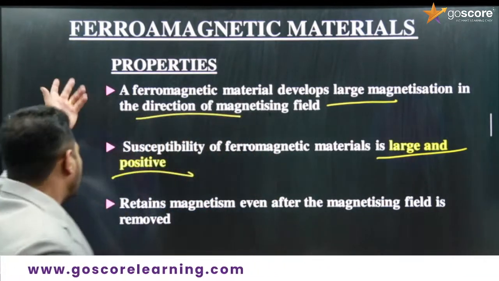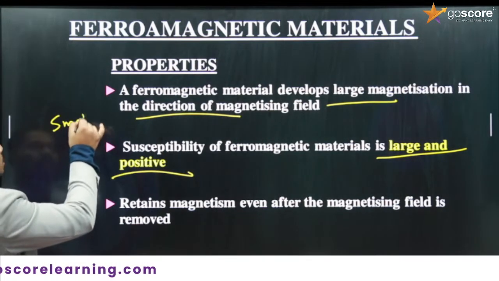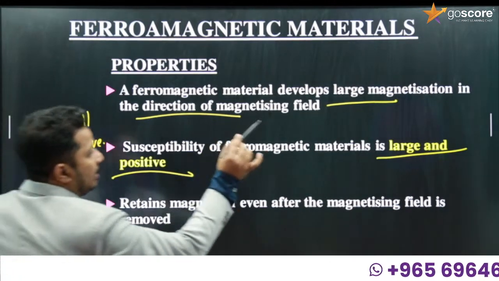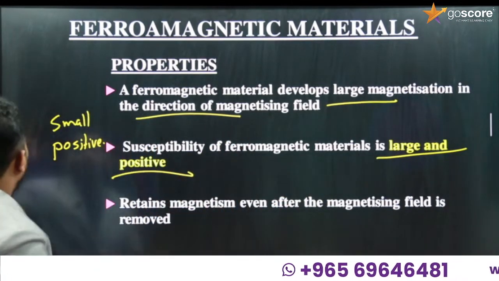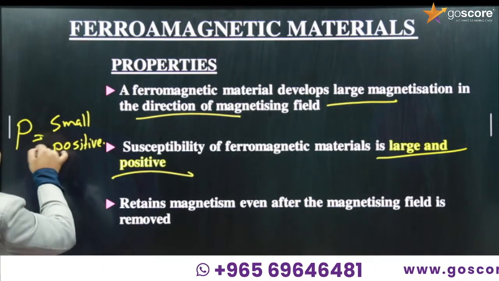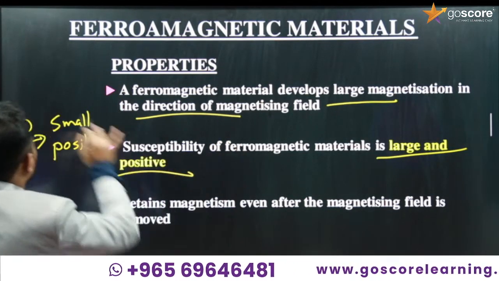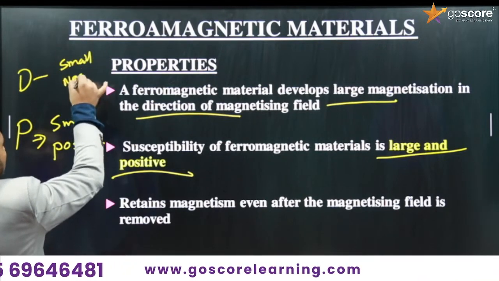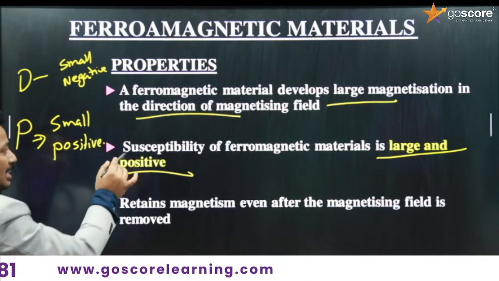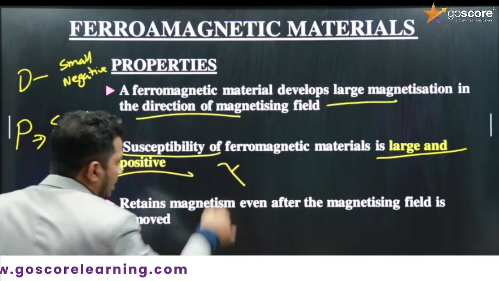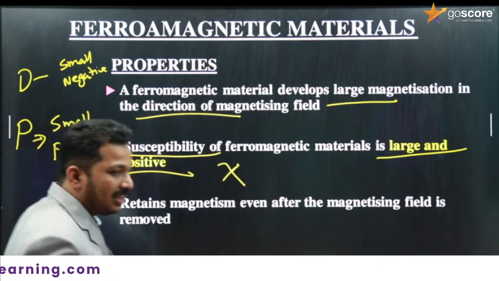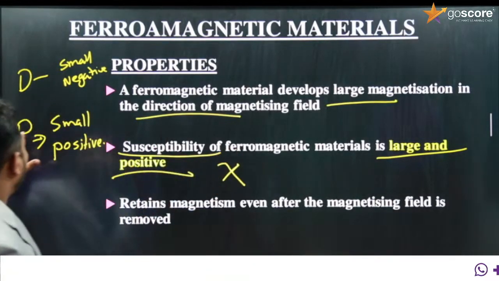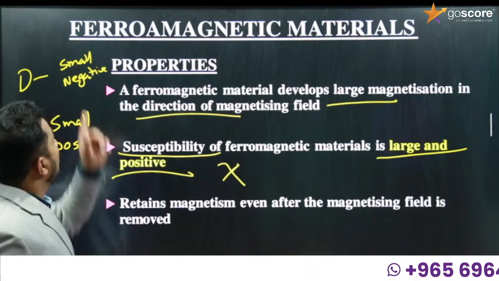In the previous case it is small and positive. Here it is large and positive. For a paramagnetic material, it is small and positive. For ferro, it is large and positive, and for dia, it is small and negative. What is negative and what is small? Magnetic susceptibility, chi. Magnetic susceptibility, chi, is small and negative for diamagnetic, small and positive for paramagnetic, and large and positive for ferromagnetic material.